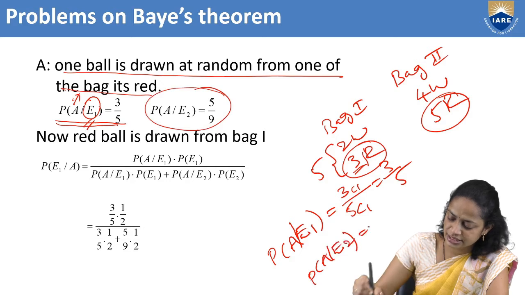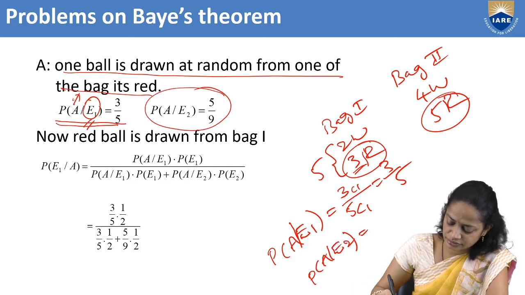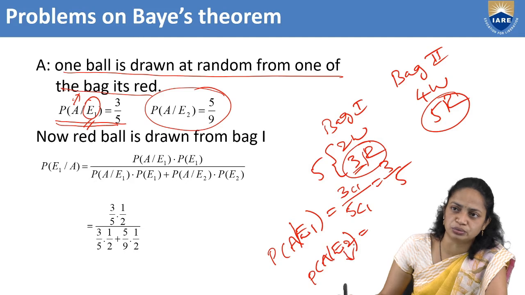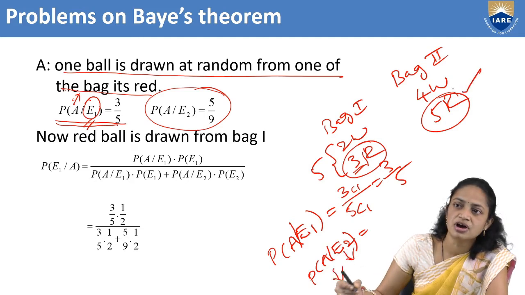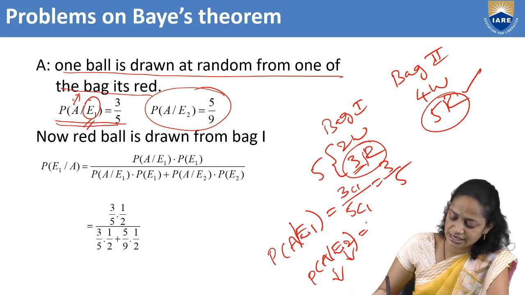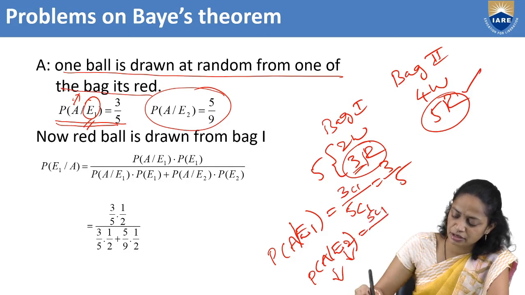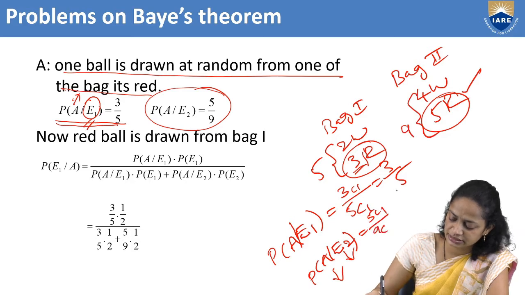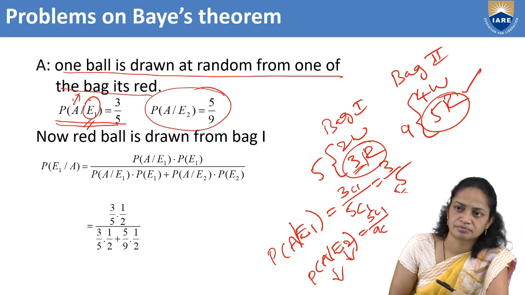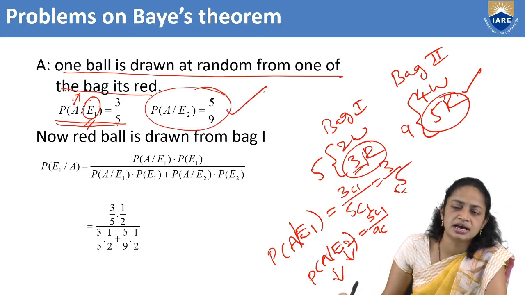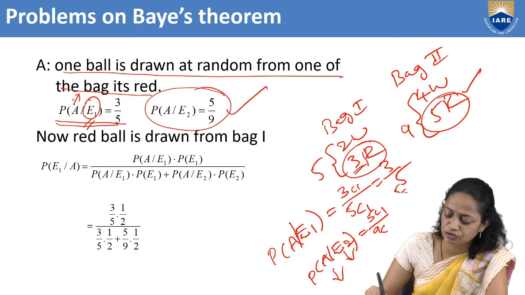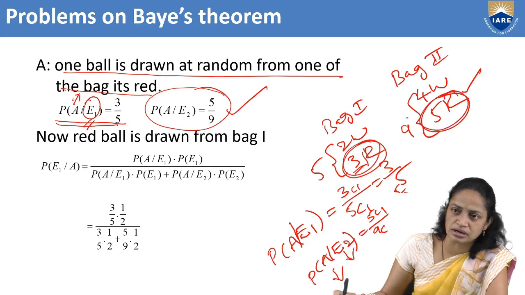E2 is nothing but bag 2. So in bag 2, how many red balls are there? Here we have 5 red balls. That's why 5C1 divided by the total number of balls, which is 9, so 9C1. That means 5 by 9. The probability of A given E2 is 5 by 9. So we have to focus on only red balls.